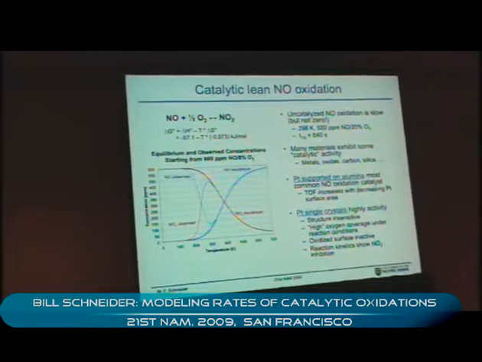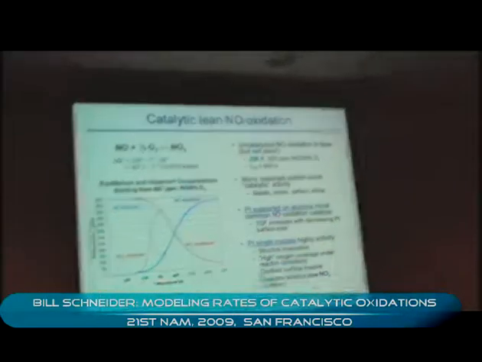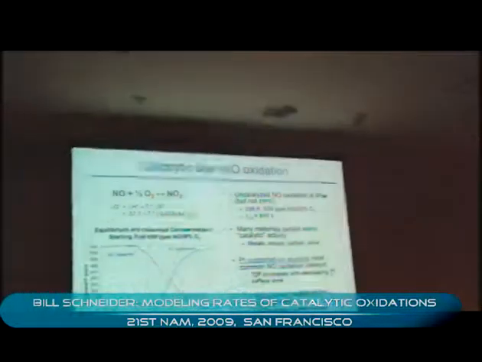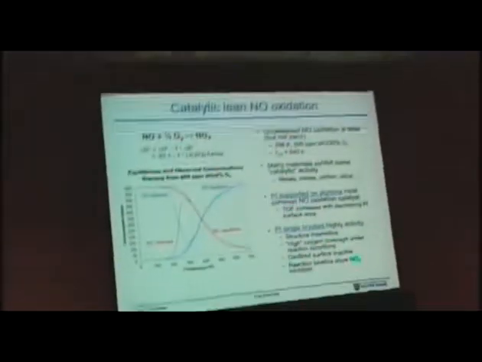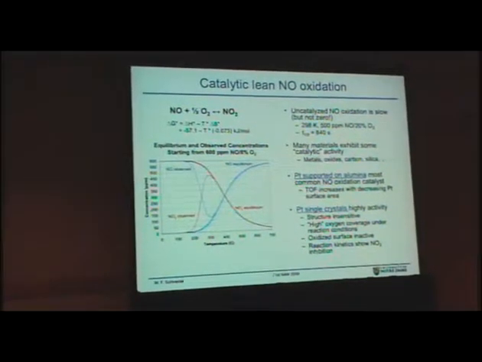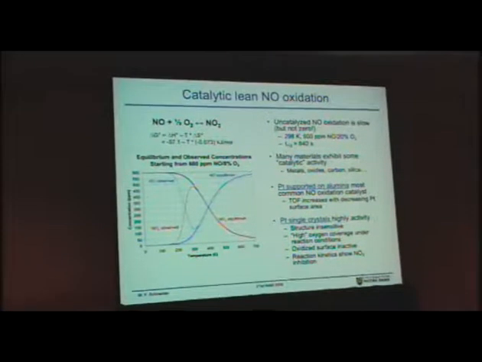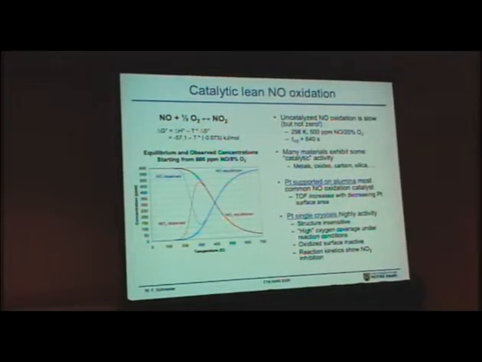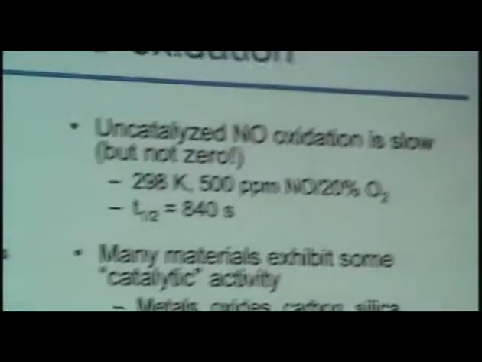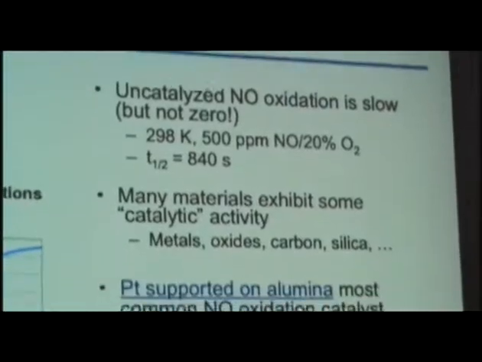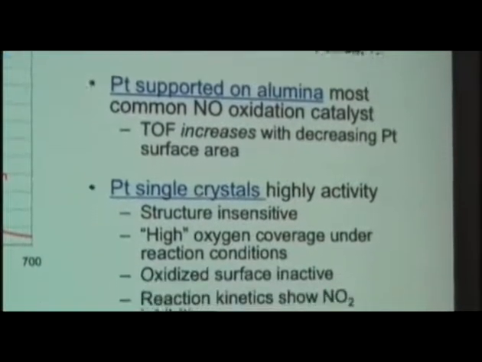And I'll try to make that clear as I go through my talk where that becomes apparent. So, as I say, NO oxidation is only slightly exothermic. That means the reaction is equilibrium limited over conditions in which you typically run the catalysis. It's typically run under conditions of a high excess of oxygen, a high oxygen chemical potential, in order to drive the reaction forward. So at low temperatures, the reaction favors products. At higher temperatures, it's going to favor reactants.